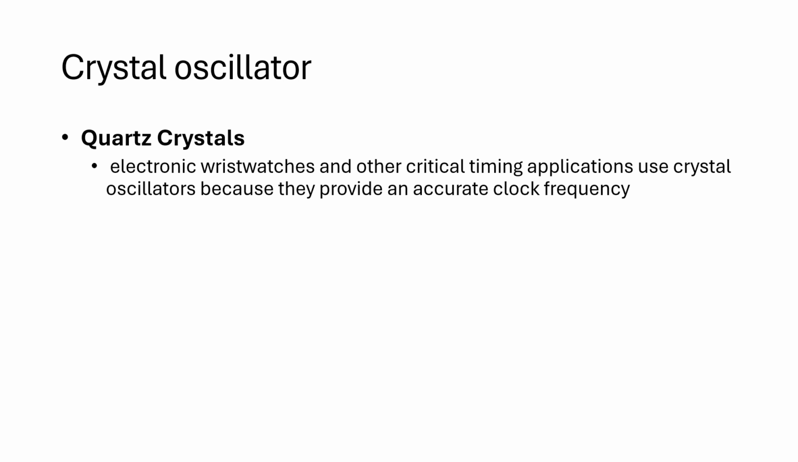So quartz crystals, maybe this is familiar to you. Quartz crystals are being used in electronic wristwatches and other critical timing applications. Wristwatches and other critical timing applications use crystal oscillators because they provide an accurate clock frequency. The movement in our clock, the hand movement, is provided by the quartz crystal, and it is very, very accurate.